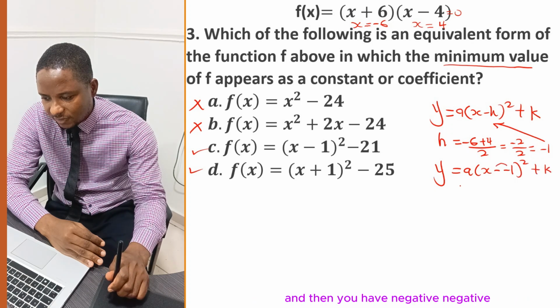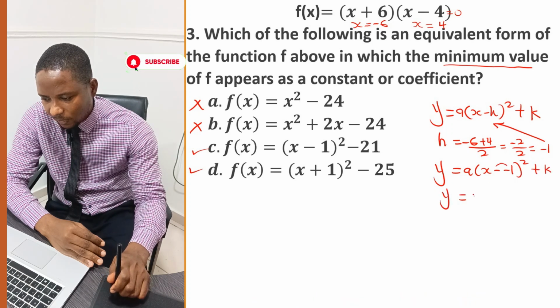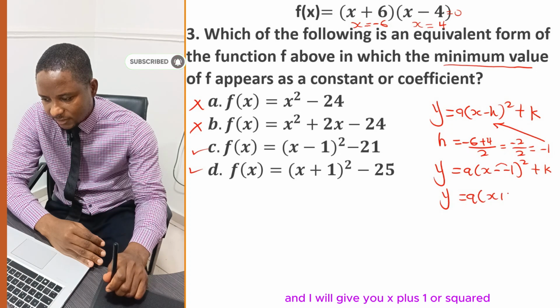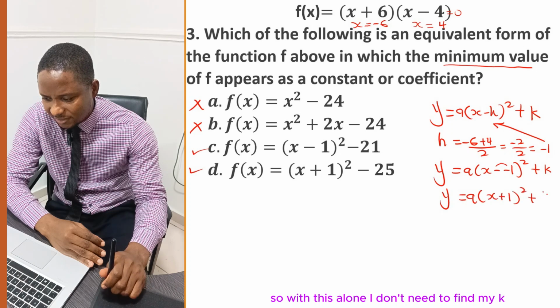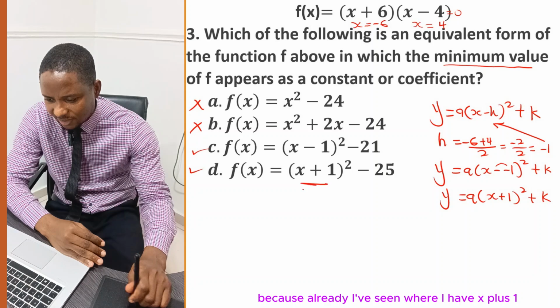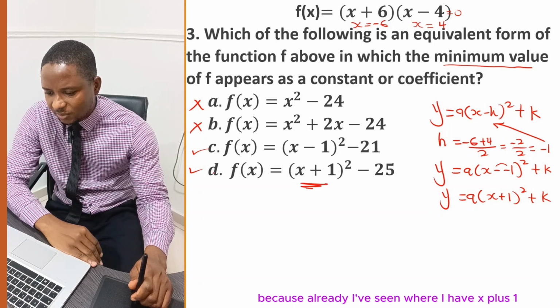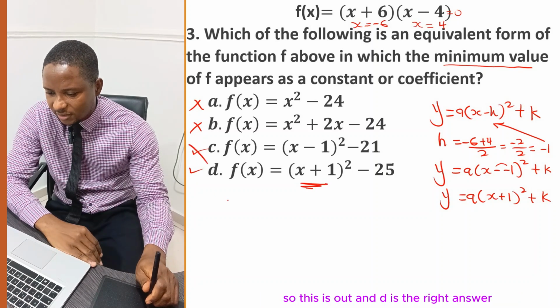And then you have negative, negative, and that will give you (x + 1) all squared. So with this alone, I don't need to find my k because already I've seen where I have x plus 1. So this is out, and D is the right answer.